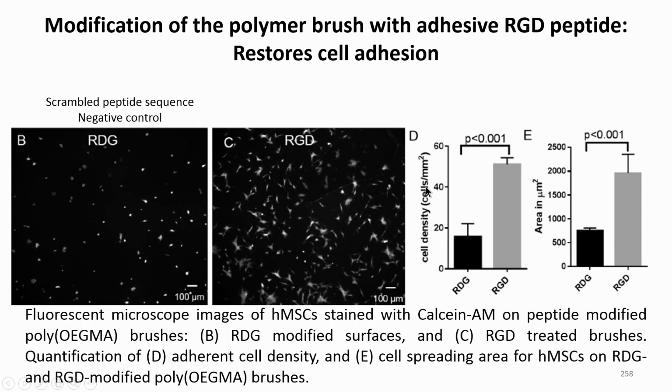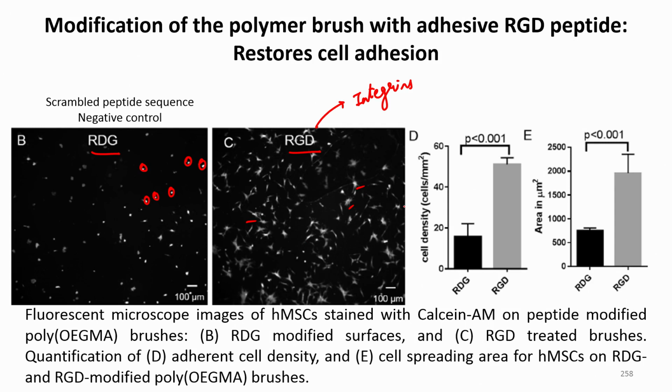Then they went ahead and further modified it with the adhesive ligands. In this case they used a scrambled peptide control, which is RDG, to which the cells do not bind, and RGD, which binds to the cell through integrins. What they find is that on the RDG surface you again see fewer cells, as well as more rounded cells with very little area. The cells are not liking the surface, but you can modify it with RGD and you start seeing spreading of the cells everywhere. That is a good indication that the cells are now starting to like the surface.